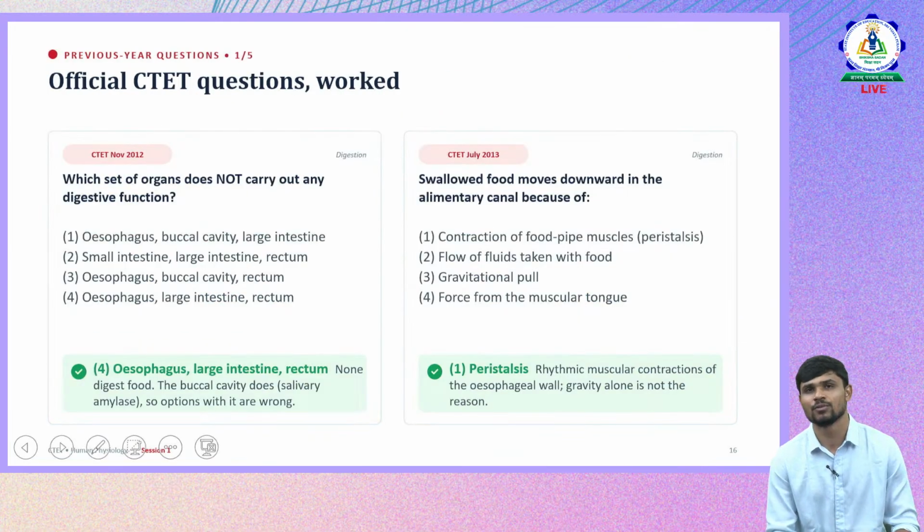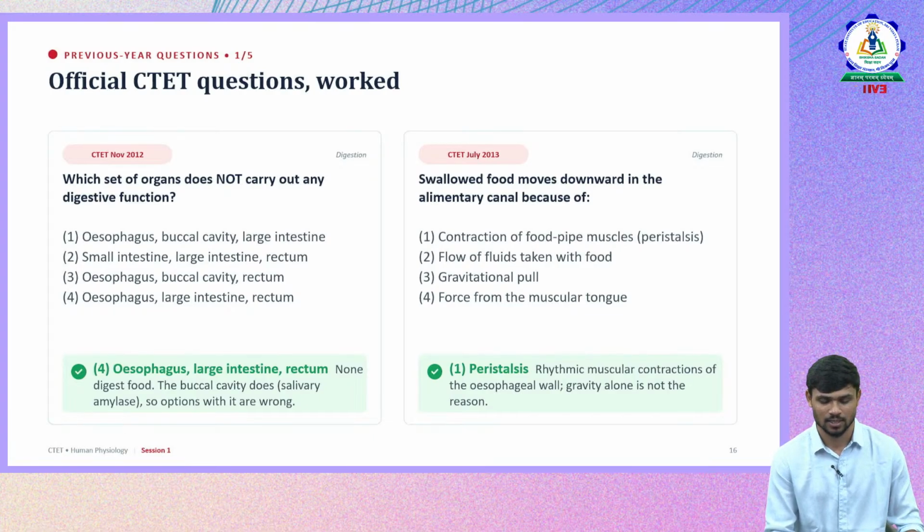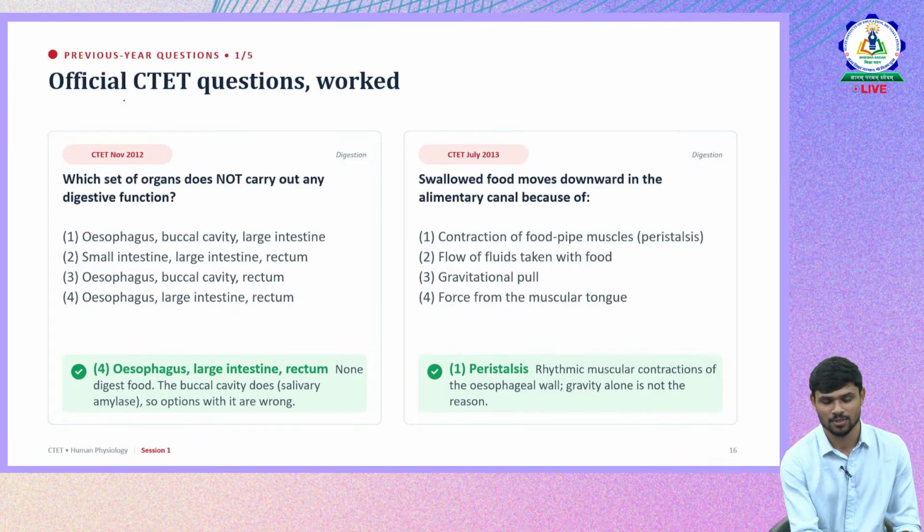So let us see a few previous year questions from the concepts that we discussed. I hope I covered more content, but let us understand how questions were presented in the CTET paper with respect to these concepts.